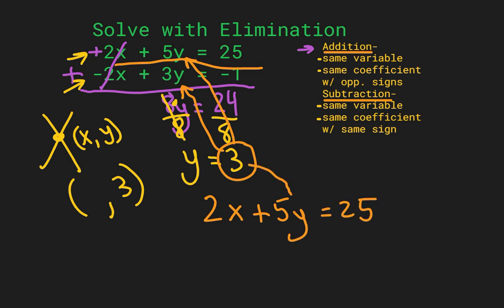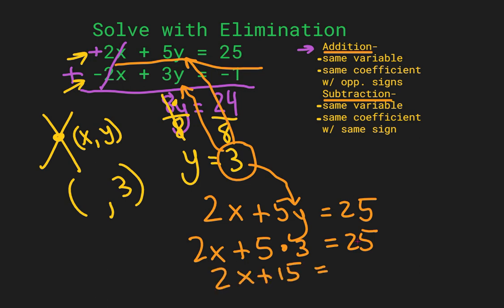And so now I'm going to take this 3 and plug it in right there. So I'm going to rewrite this. Instead of 5 times y, I'm going to write 5 times 3. And of course, unless your teacher tells you to, you don't have to show all this work. You know 5 times 3 is 15, and you could have just written 15 up there. Okay, so let me rewrite this. 2x plus 15 equals 25.